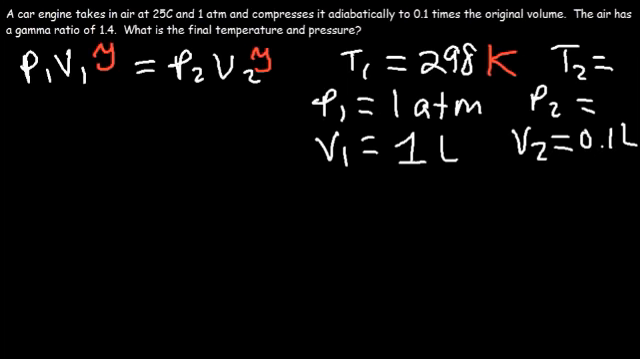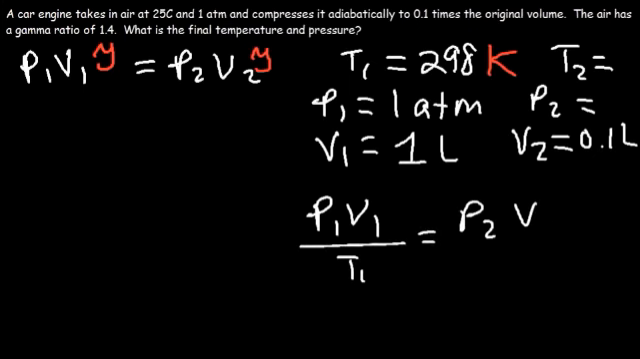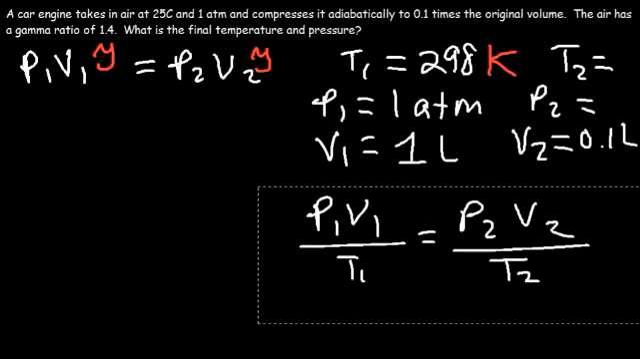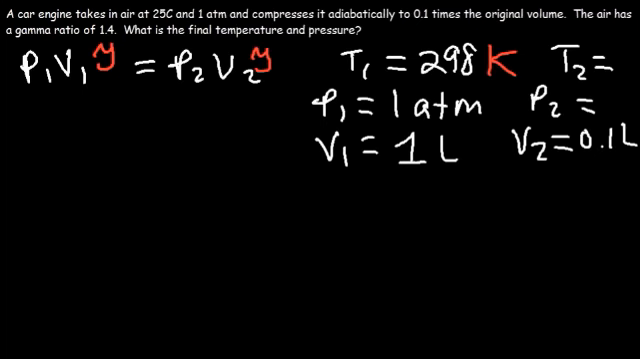Now, if you've taken general chemistry, perhaps you've seen the combined gas law equation. Now, if we had T2 or P2, we could find the missing value. But here we have two missing values. So therefore, the combined gas law won't help us. We need to use this equation to find P2, and then the other equation to find T2.